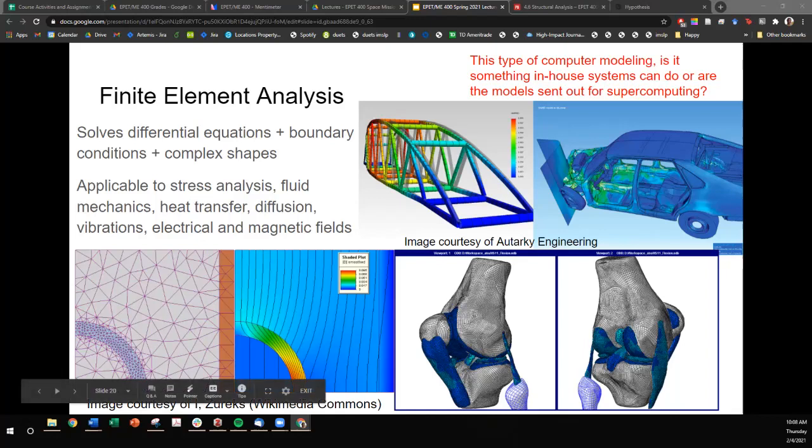Anyway, I thought this would be a good summary of why finite element analysis is used, the different applications, and why it could be useful.